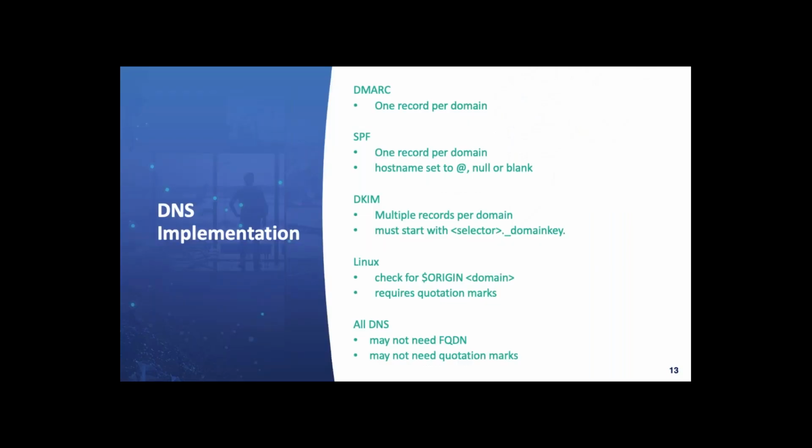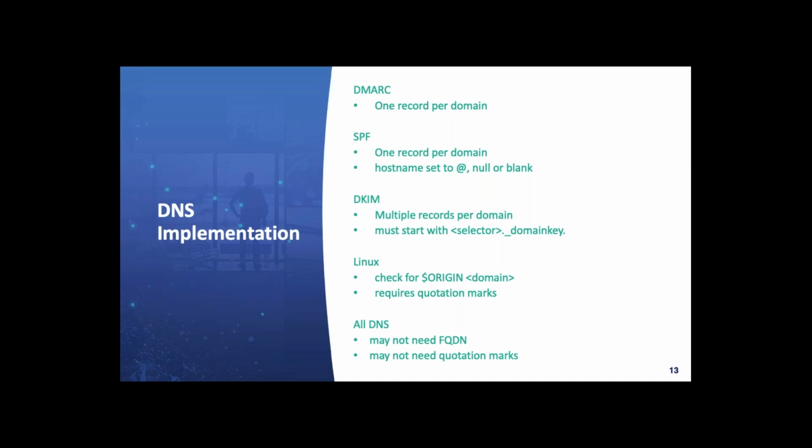Now, things to take into account with DNS implementation. Remember, again, you can only have one record per domain for DMARC, right? Each subdomain can have its own policy as well if you choose to create those, but it's one record per domain because that's what you're protecting. SPF is also one record per domain. And when you're putting the SPF record in place, you don't need to provide a host name for SPF. They may say you have to put the @ symbol in there, but it'll let you know if you have to put something in there or if you can just leave it blank.